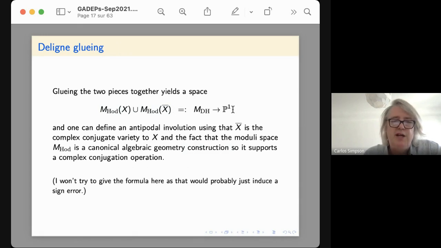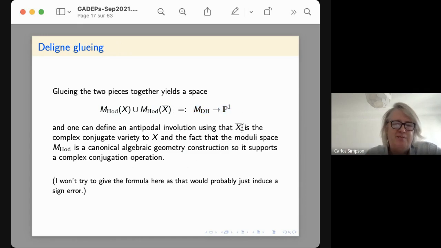So what are the ingredients that go into this moduli space? The basic ingredients are the algebraic geometry construction of the Hodge part, which is the part over the affine line, that same construction for the complex conjugate curve, and then the Riemann-Hilbert correspondence allows you to glue together those two pieces over the intersection of those two affine lines.